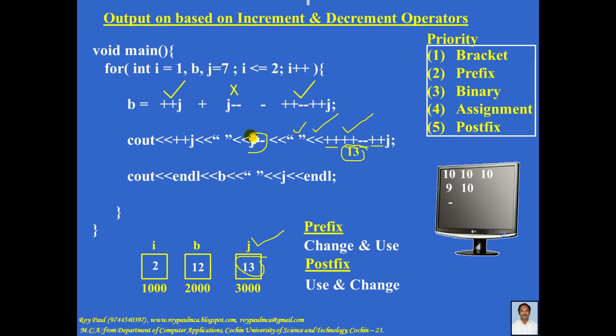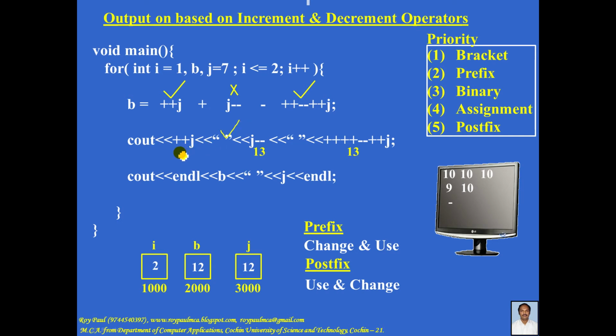This is postfix operator. It comes along with output. So use and change, meaning the current value for J should be used for output operator. After that, change J. So what's the current value for J? 13. So here 13 comes. Now 13 minus minus, change always in the memory. So 13 minus minus means this becomes 12.